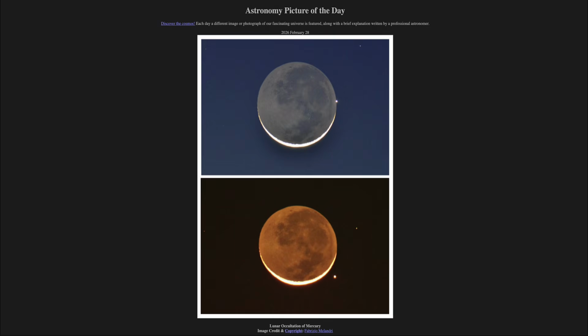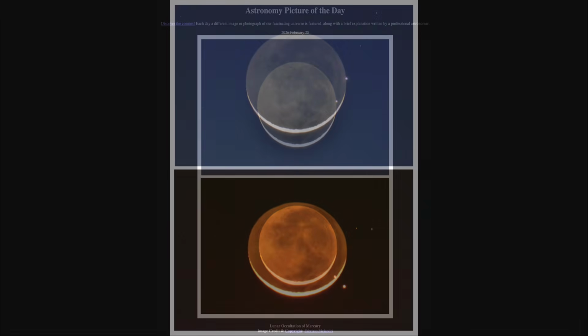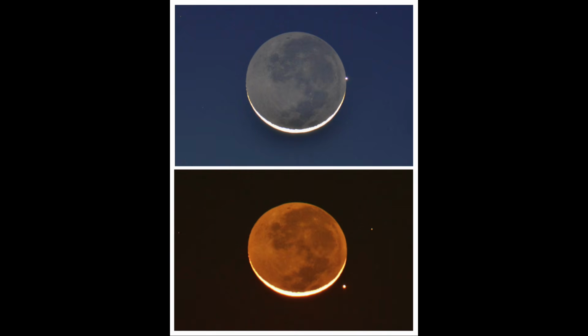Today's picture is titled Lunar Occultation of Mercury. So what do we see here? Well, here we see images of our moon. Now, it's a very thin crescent moon. You can see that on the very bottom there. That is the portion that is actually directly illuminated by our sun. So if you were looking at this in the sky, you would see a very thin crescent in the sky.